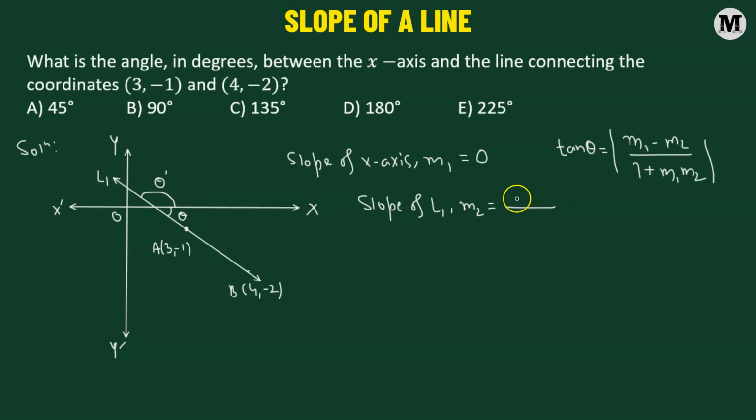In the numerator, we need the difference of the y coordinates. So we'll take -1 minus -2. And in the denominator, we have 3 minus 4. So this is going to give us a value of -1.